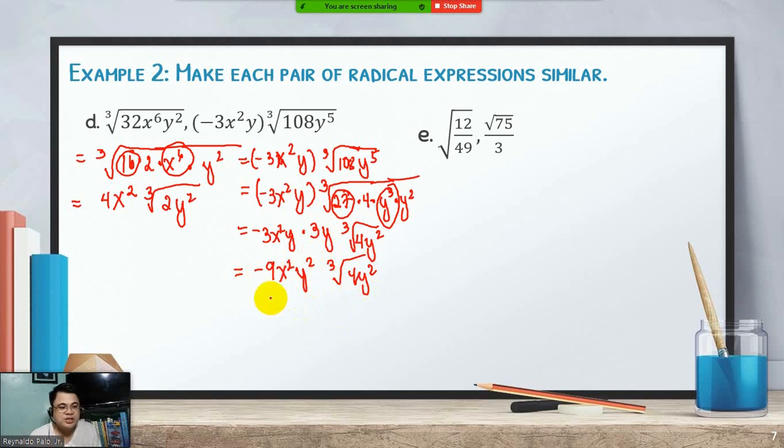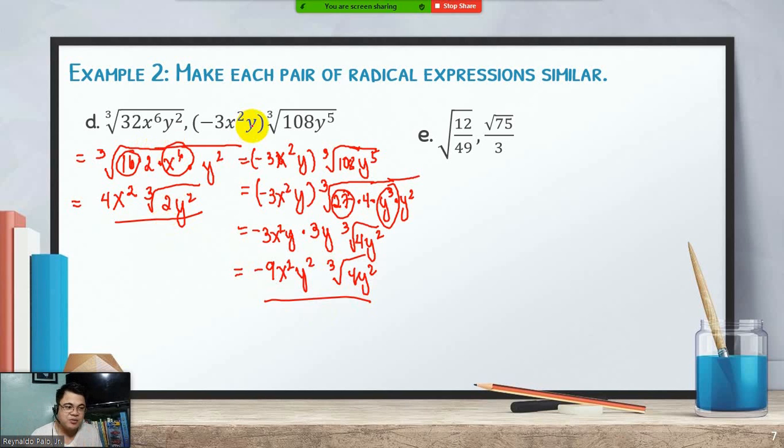So as you can see, even after we simplified them, they are still not similar radicals. So therefore, we cannot actually combine them. Even after simplifying, if they are still not similar radicals, we cannot do anything about it anymore. So therefore, you cannot add or subtract them. That's it. Next, let's have letter E.